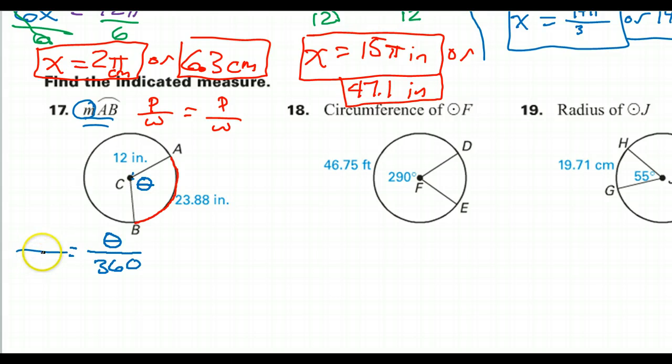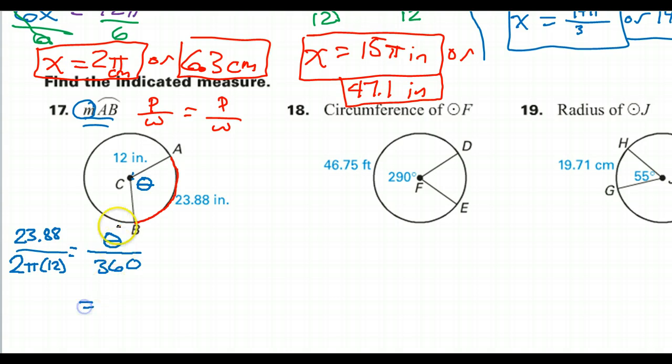So that means we must be given everything else. So this is the partial length, and we are given the partial length, 23.88. So the 23.88 goes here, part over whole, partial length over the whole length. Now, of course, the whole length is known as the circumference of the circle, and the circumference is 2 pi r. So this is the circumference, 2 pi times 12.